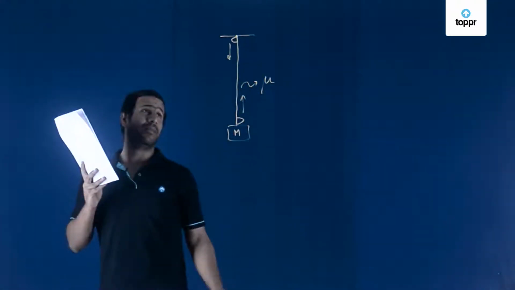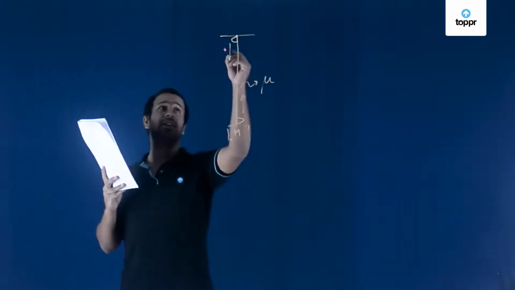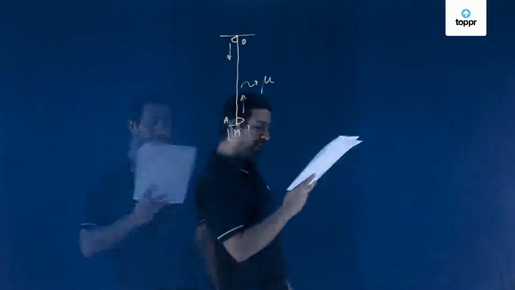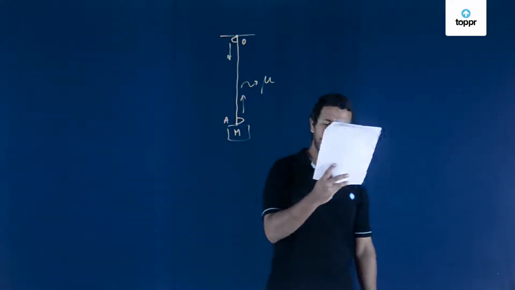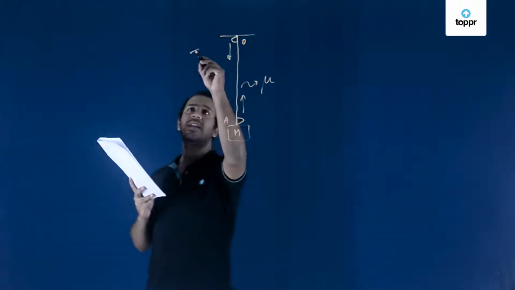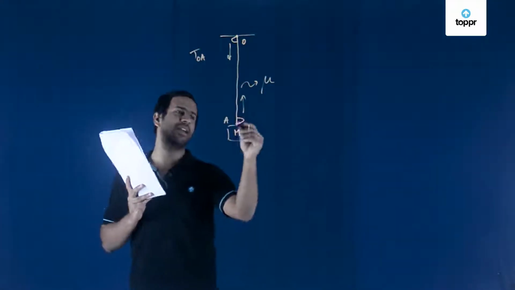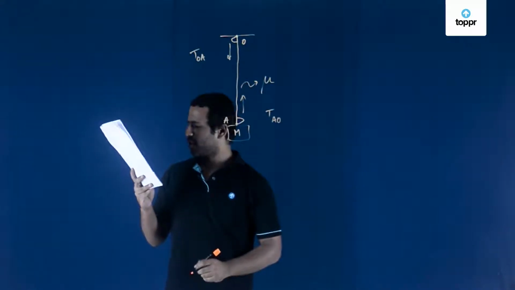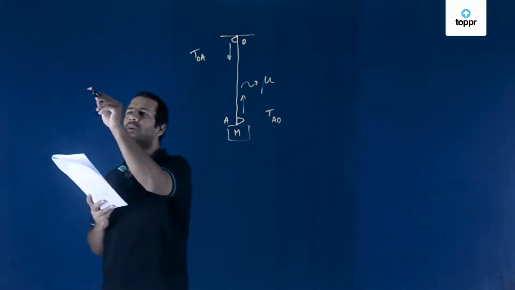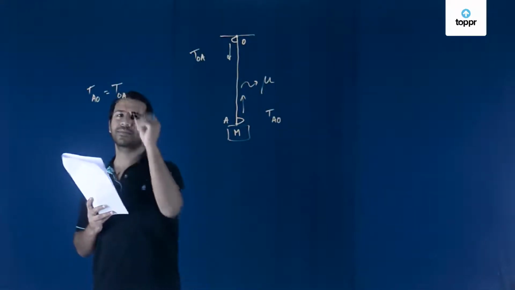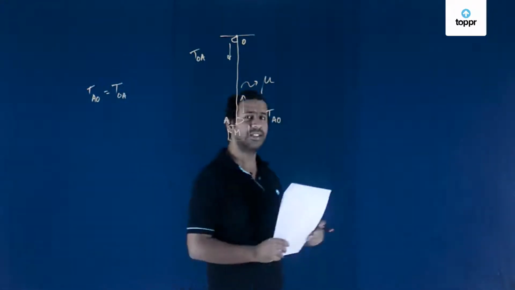Right, so this top point is given to be O and this point is A. The time taken by the wave which originates at O is given to be TOA, and the time taken by the other wave is TAO. So the first option says that TAO is equal to TOA. Let's think about this.